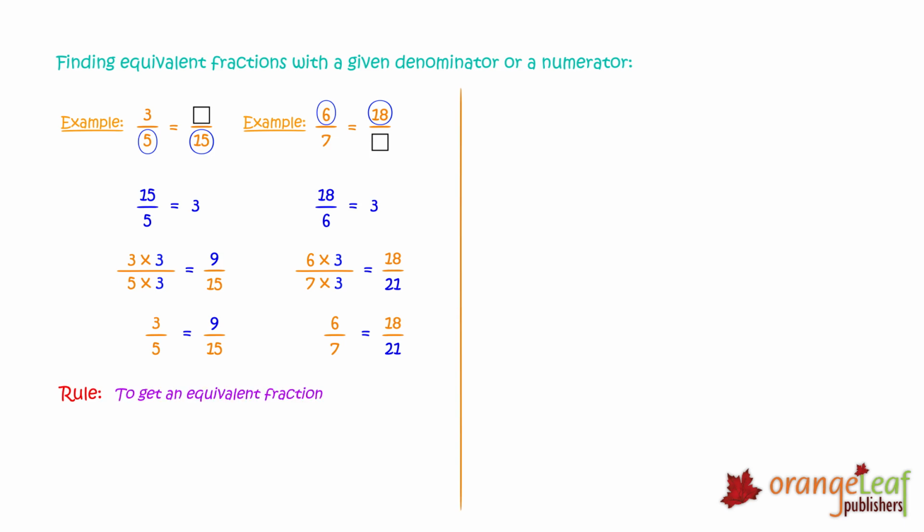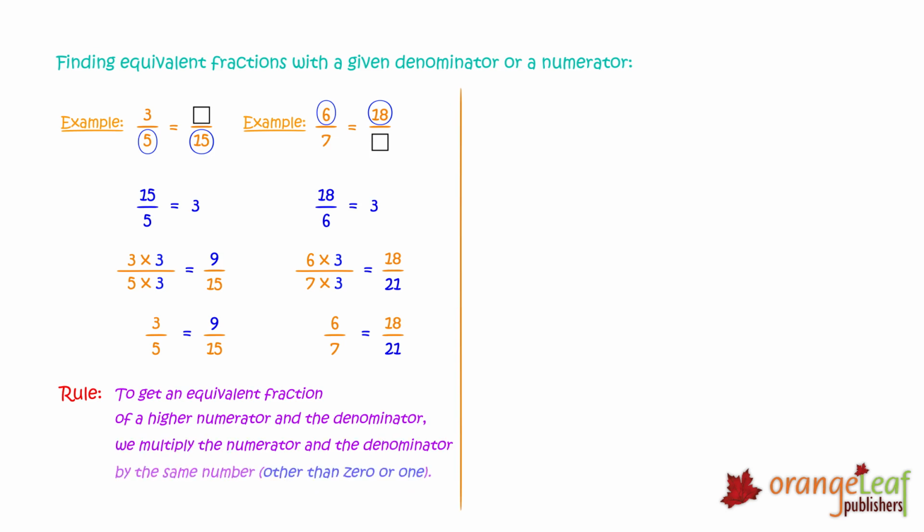Rule: to get an equivalent fraction of a higher numerator and the denominator, we multiply the numerator and the denominator by the same number other than 0 or 1.